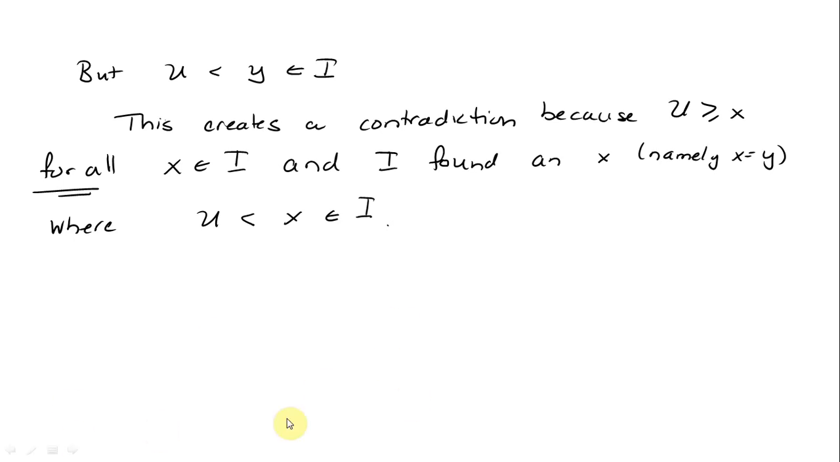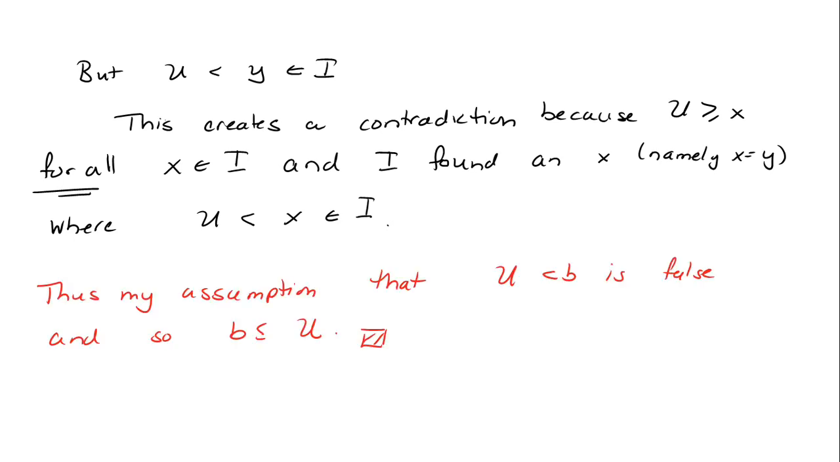And I wrote it out here in words. That creates a contradiction, because u was supposed to be bigger than or equal to x for all x in I, and I found an x, called y, where u is smaller than y, belonging to I. Thus, my assumption that u is smaller than b is false, and therefore the opposite is true, so b must be smaller than or equal to u.